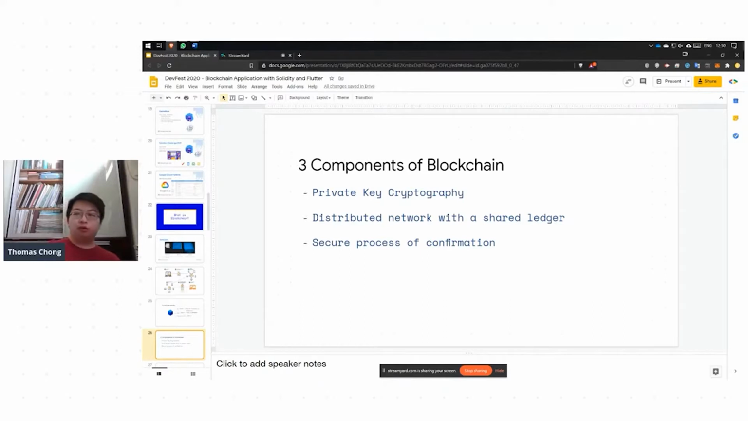Another component is the secure process of confirmation. When we send or receive Bitcoin, we need to do some confirmations. But why? Let me give an example again. Say you send some coins to a friend. The coins will not be added to the chain immediately; the transaction is not confirmed yet.